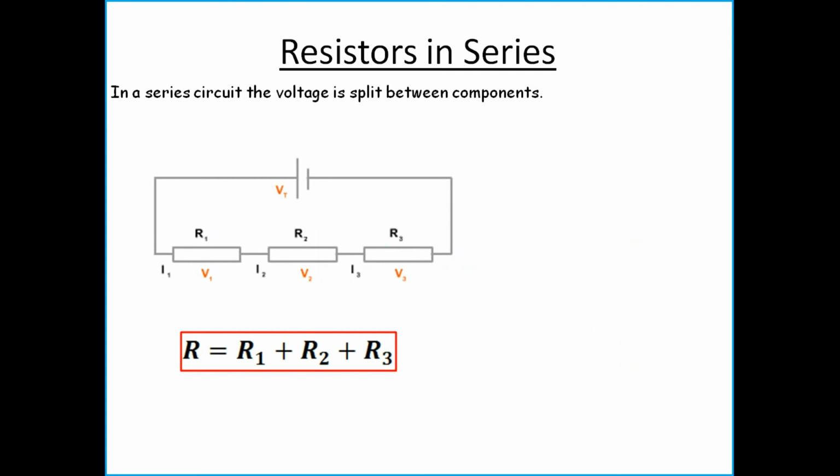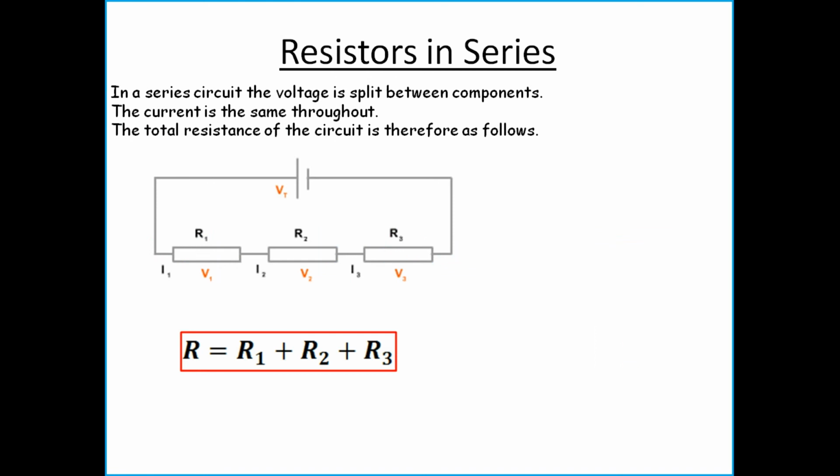Resistors in series. In a series circuit, the voltage is split between components. The current is the same throughout. The total resistance of the circuit is therefore as follows. It is the sum of the resistors together. So the resistance is equal to resistor 1 plus resistor 2 plus resistor 3.